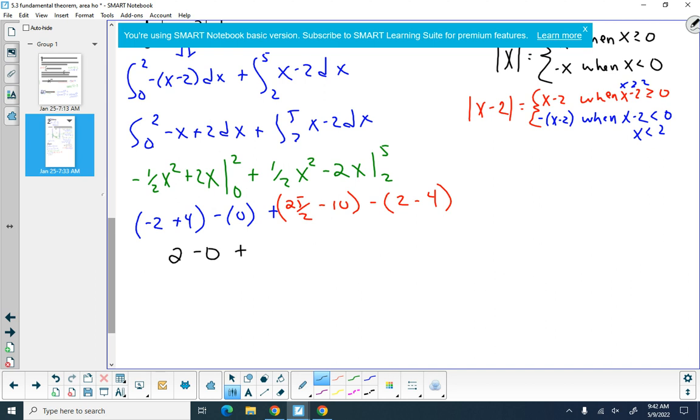25 halves, that's 12.5, minus 10, so we have 2.5. So we have plus 2 and 1/2 here. And then we have minus 2 minus 4, which is -2, minus a -2. These will boom ching to give me plus 2. So we're left with 2 plus 2.5 plus 2. So we have 6.5.